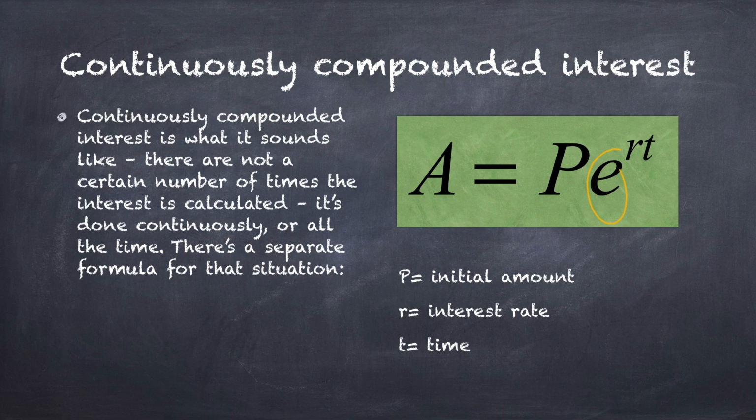Please notice E right here. That is an actual number. That is what's known as a natural number, and if you put it into your calculator, you will find that it's worth about 2.718. But it's irrational like pi.